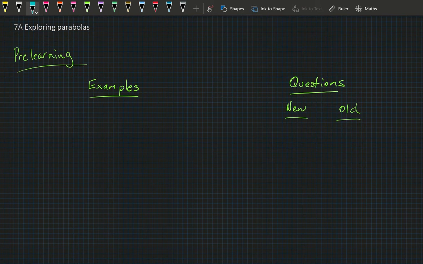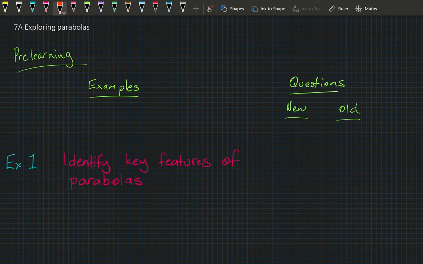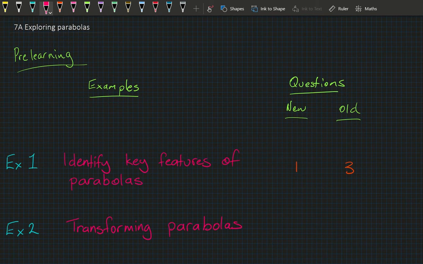In today's lesson, our examples and pre-learning will be example 1, identify key features of parabolas. For this example, your pre-learning will be questions 1 in the new book and questions 3 in the old book. And then we'll work on example 2, transforming parabolas. For this example, your pre-learning will be questions 2, 3 and 4 in the new book and questions 4 and 5 in the old book.